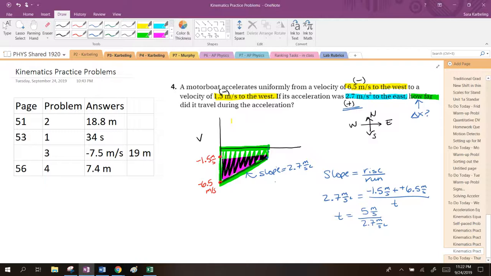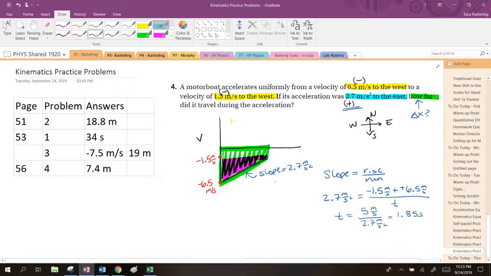So we need to do a little division here to figure out what our time is. So we've got 5 divided by 2.7. So it looks like that's going to happen in 1.85 seconds. Okay, I'm just going to double check my math here because I don't have this all written out yet. So 6.5 to 1.5 is going to be 5 meters per second of change. Yep, that looks good to me. So now we can just find our areas.